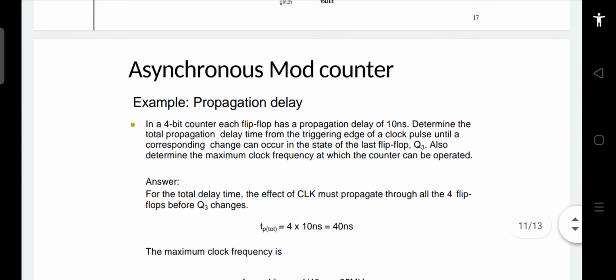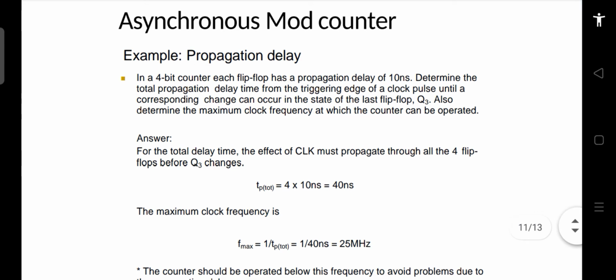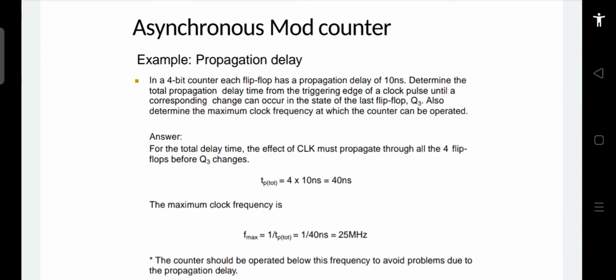So you see, this is where we are. We have an asynchronous mod counter, and we want to calculate the propagation delay for this circuit. Let's say the question is something like this. You have a 4-bit counter, and in this counter, each flip-flop has a propagation delay of 10 nanoseconds. We want to determine the total propagation delay from the triggering edge of the clock pulse until a corresponding change can occur in the state of the last flip-flop.